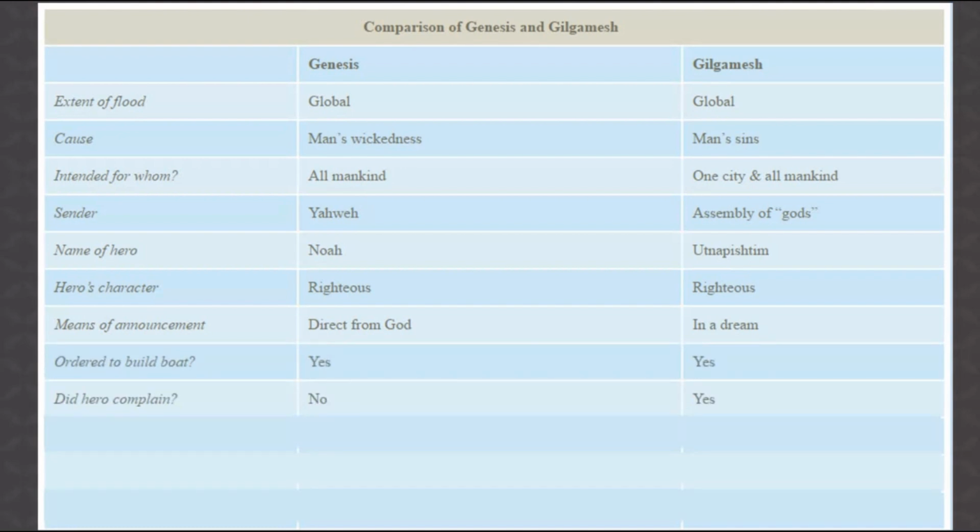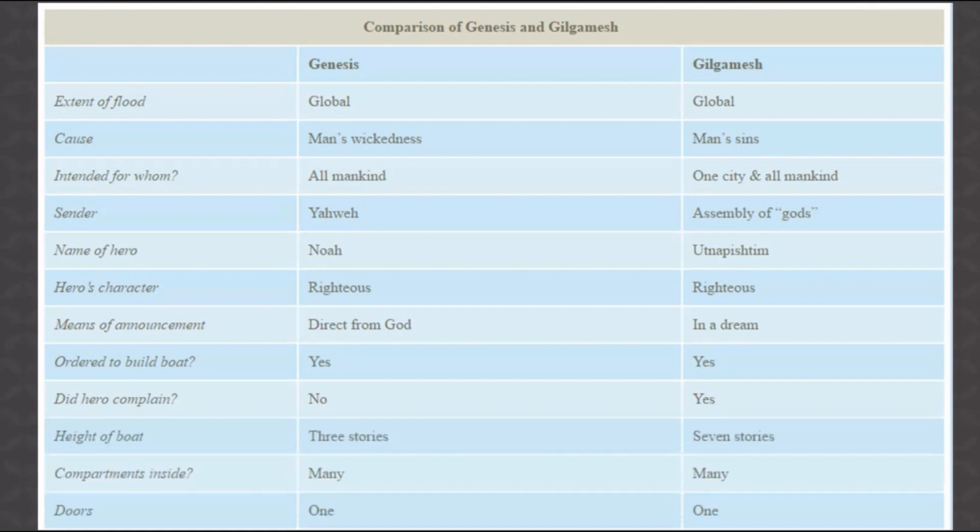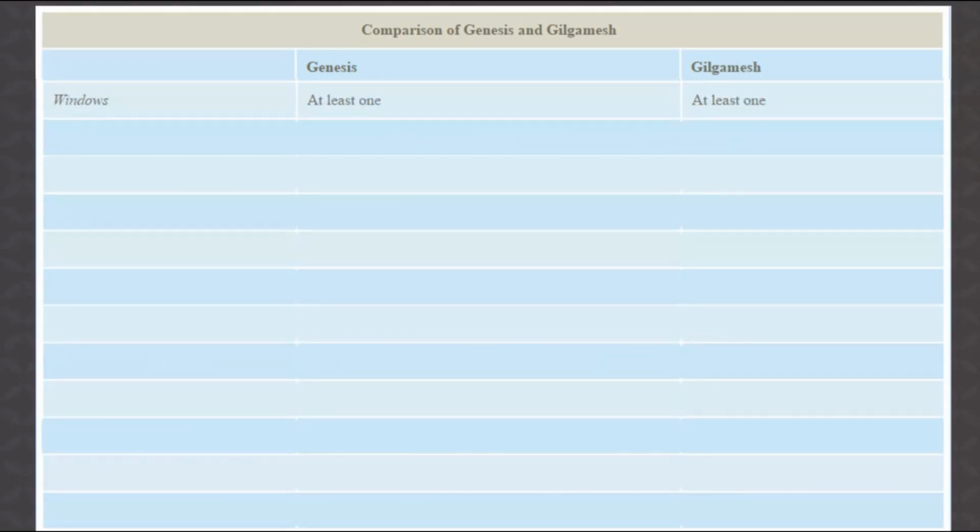Ordered to build a boat, both yes. Did the hero complain? Noah didn't, but in the Gilgamesh story, he did. I'm sorry. And then the height of the boat, 3 stories. The Gilgamesh story was a 7-story cube. The compartments, many, and the doors, they both had 1. Windows, at least 1 in both. They both had a coating of pitch.